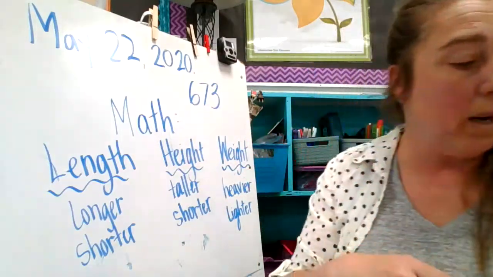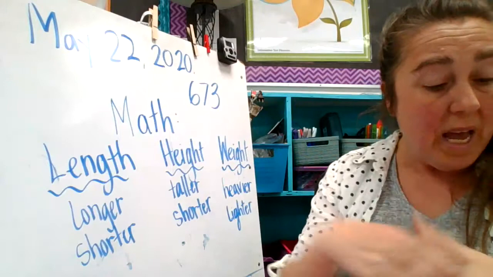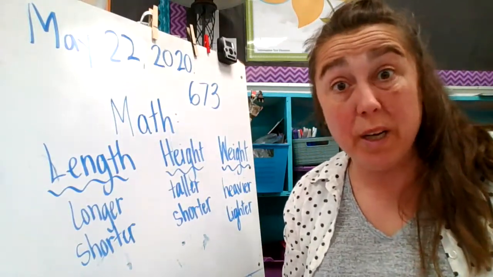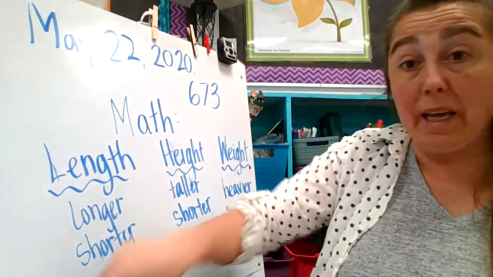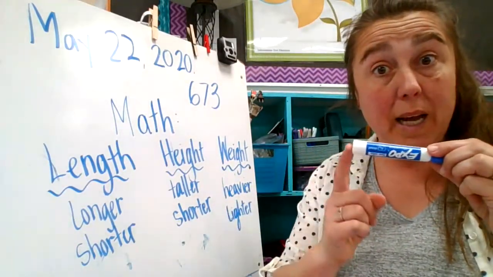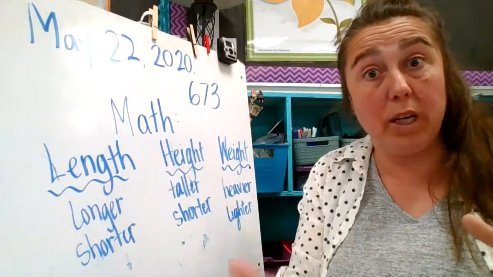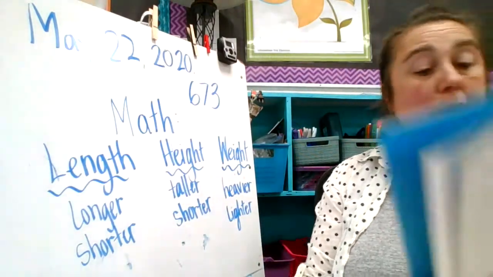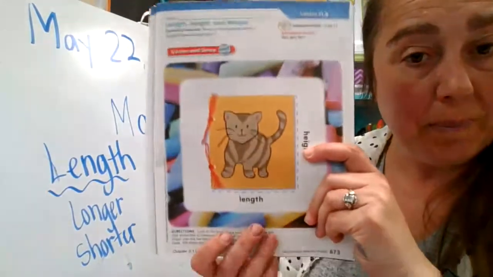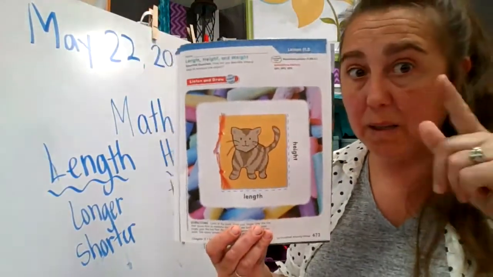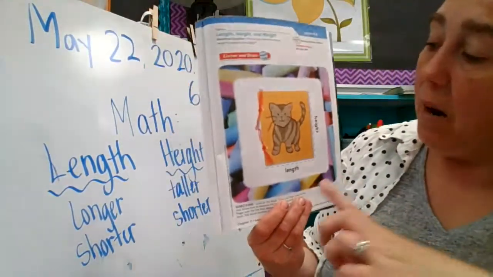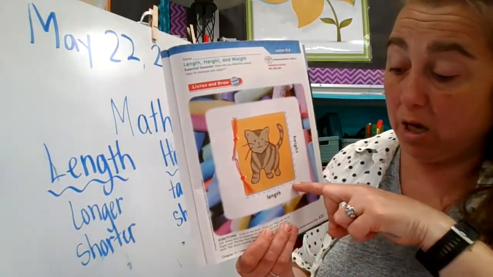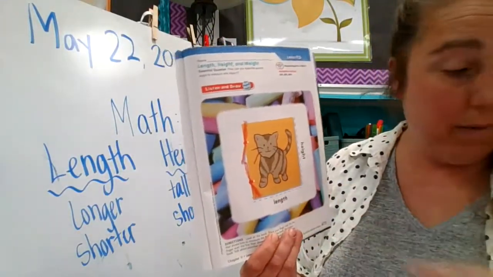All right, so how can you describe several ways to measure an object? I could say how long it is, how tall it is, and how much it weighs. That's right. So today we're going to look at this picture of the kitty book. If you haven't paused it, pause it so that you can join me for this. We're going to trace how long the book is. What is the length of the book?